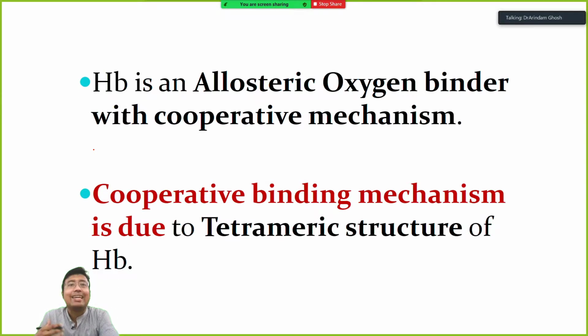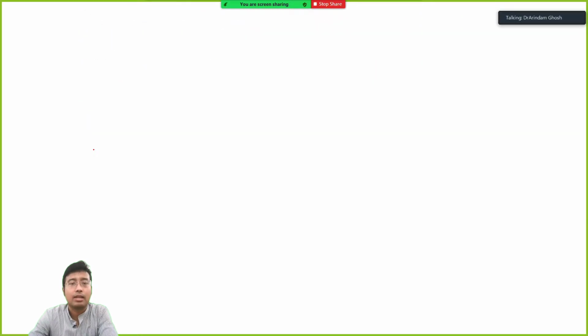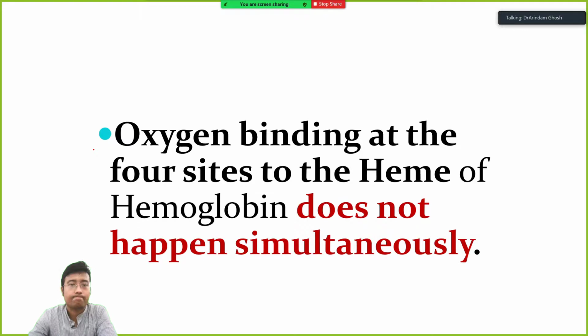First of all, hemoglobin acts as an allosteric protein to the ligand. The ligand is oxygen. Positive allosteric interaction means binding of one ligand facilitates binding of other ones. What exactly is it?